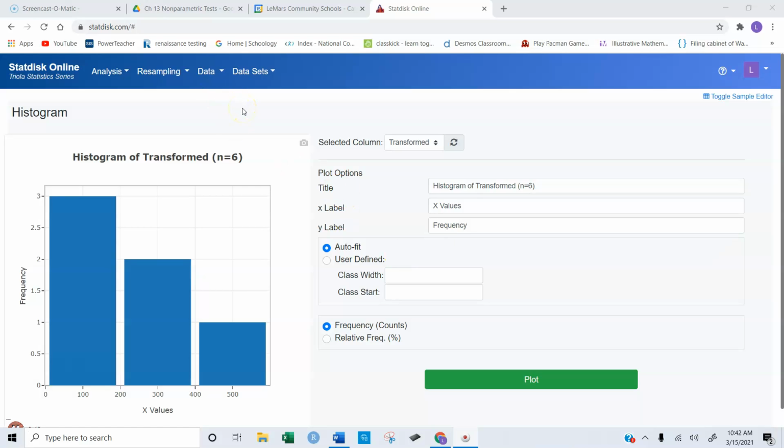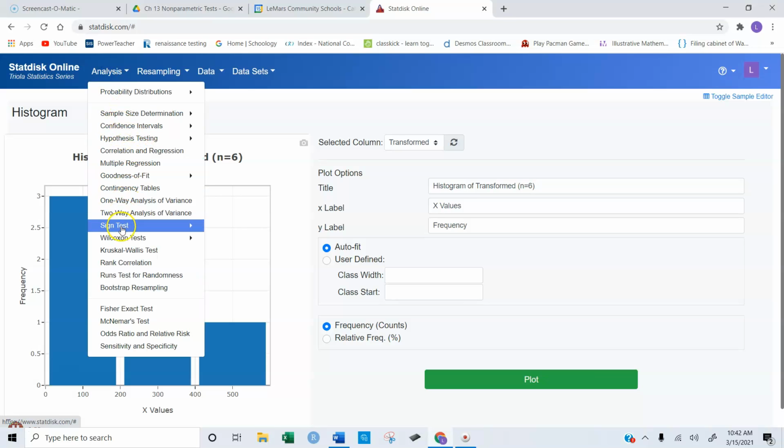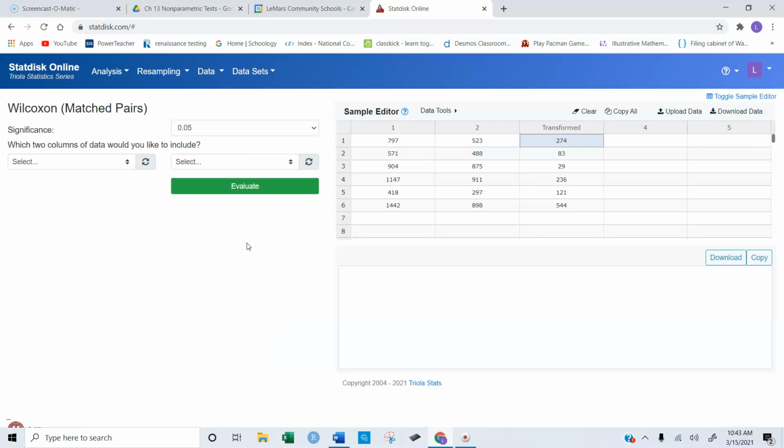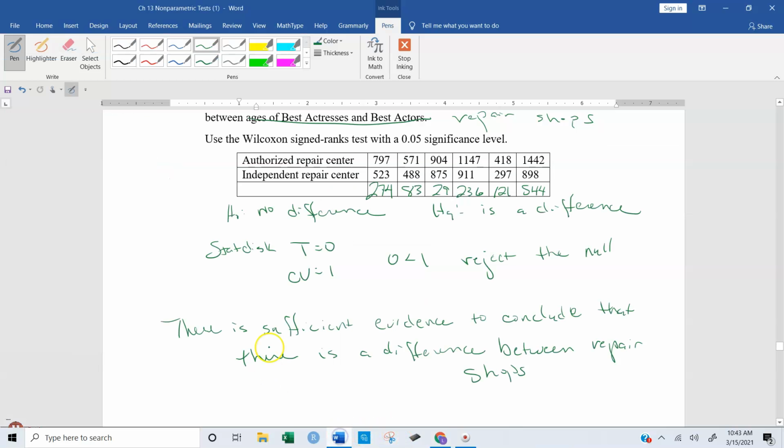So once you have that done, now we need to go to your analysis and we're going to go to your Wilcoxon's test and we want to do a matched pair. Now when you look at your matched pair, we're going to compare shop 1 to shop 2 with a 0.05 significance level and evaluate. Okay, we got a test statistic of 0 and a critical value of 1. So now let's get back to our notes.